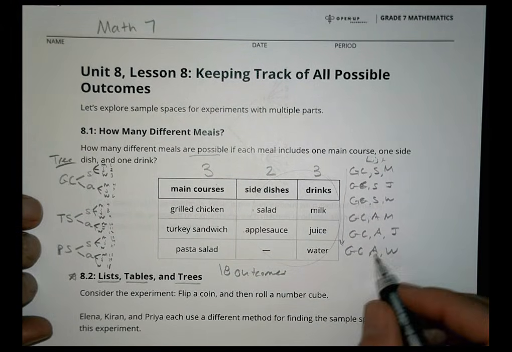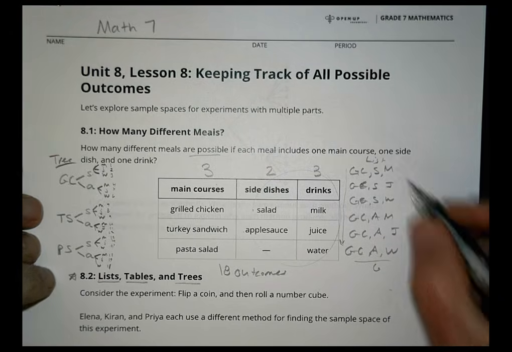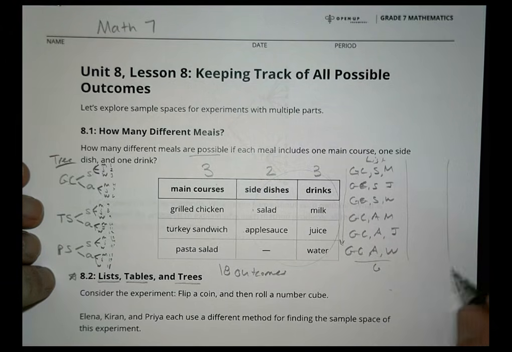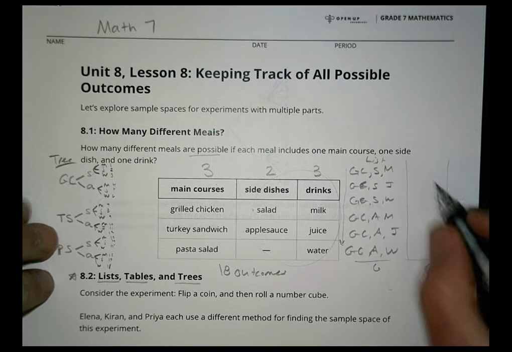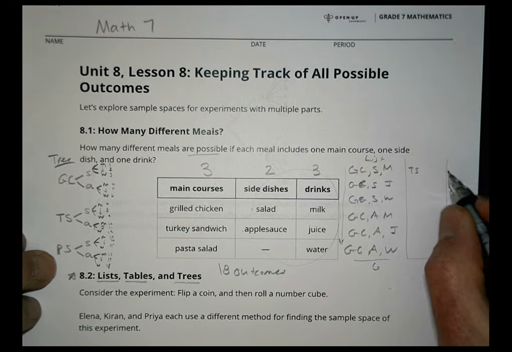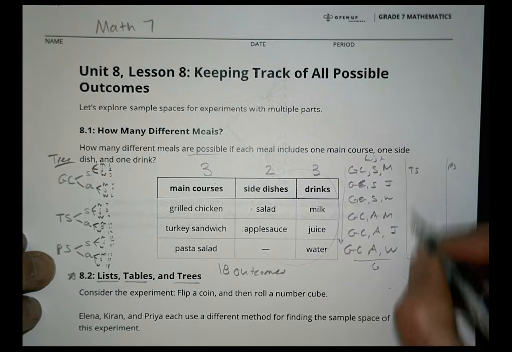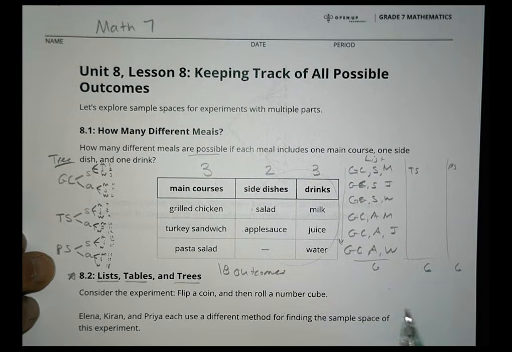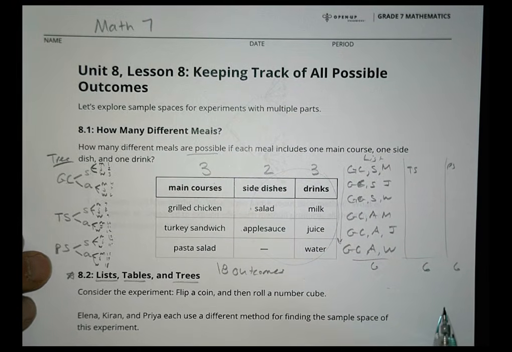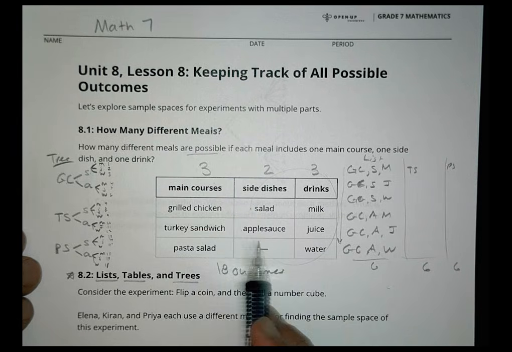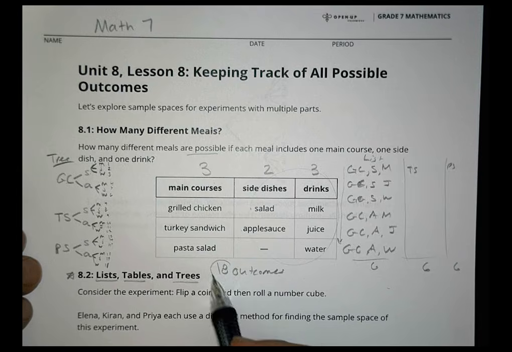And here in this list you can see I've only written down 6 of them. I'd have to have another 2 columns to make the other 6 happen, which should be combinations with the turkey sandwich and combinations with the pasta salad all the way down, and then their combination of side dishes or drinks. Okay, so we have 18. You can look and have 3, 2, and 3. So we'll come back to this in a second, but we know there's a total of 18.